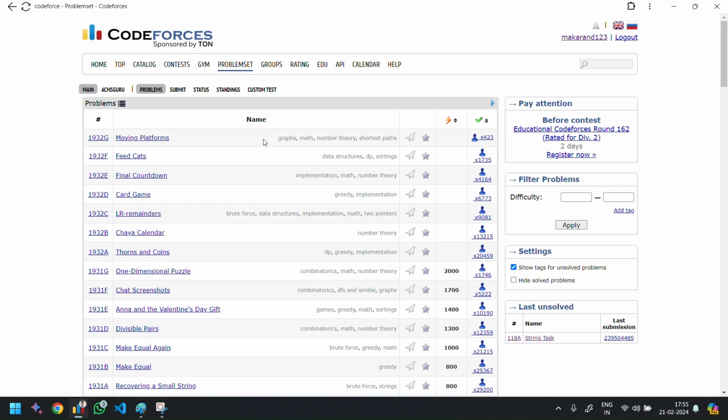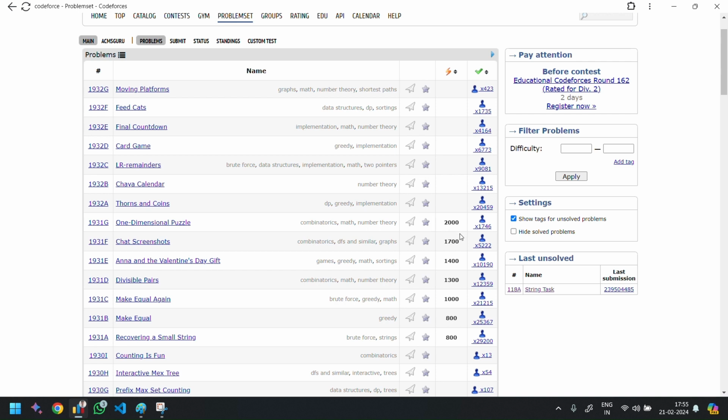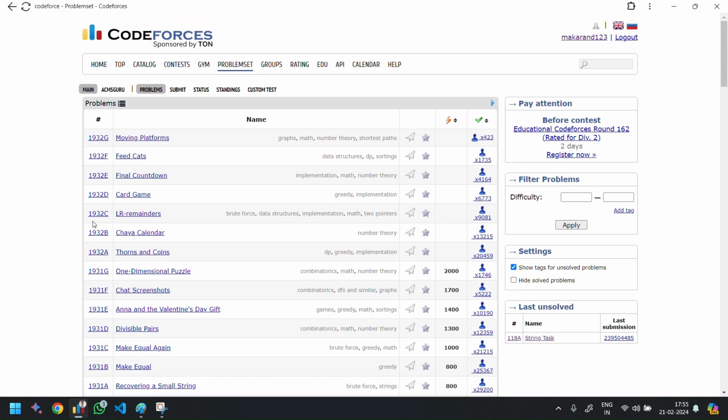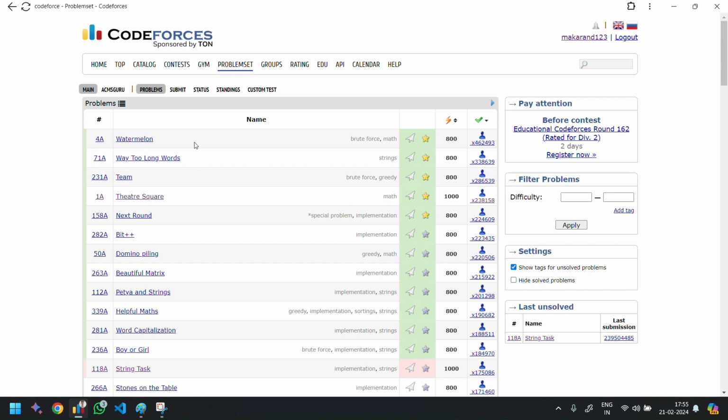Let's solve a somewhat simpler form. This is the difficulty. 2000 is a difficult one, and a basic one is, I think, 800. So let's solve some basic problems. We can choose this green arrow to see the most solved problems. So today we are going to solve this Theatre Square problem.